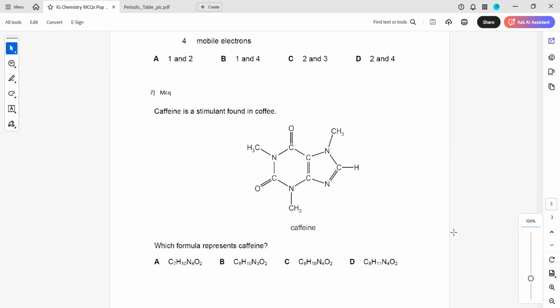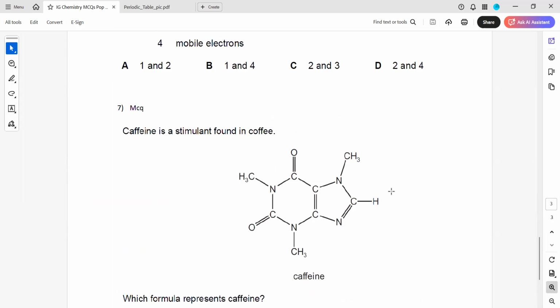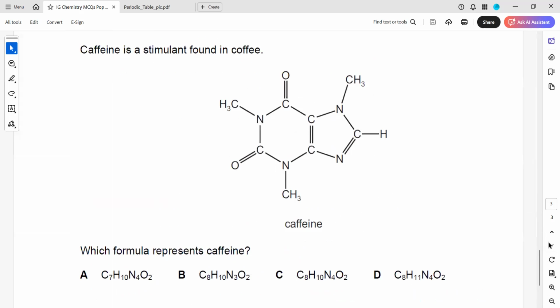In this, we have to count the atoms of each element in the structure, and then see which formula it matches, and that will be the right formula for caffeine. So you just have to count the carbon atoms, hydrogen, nitrogen, and oxygen.